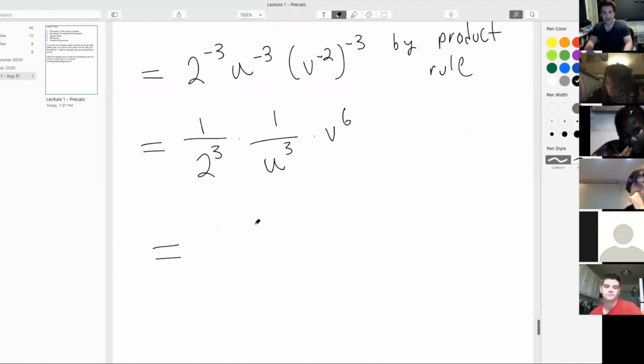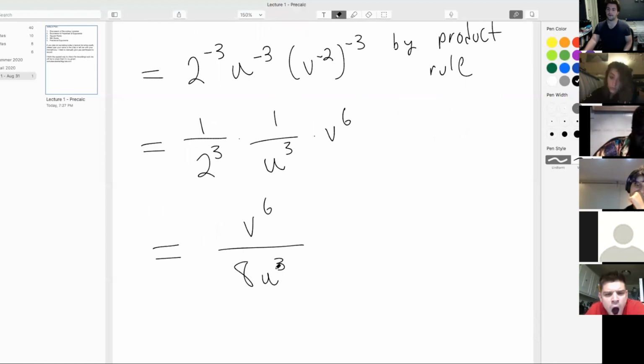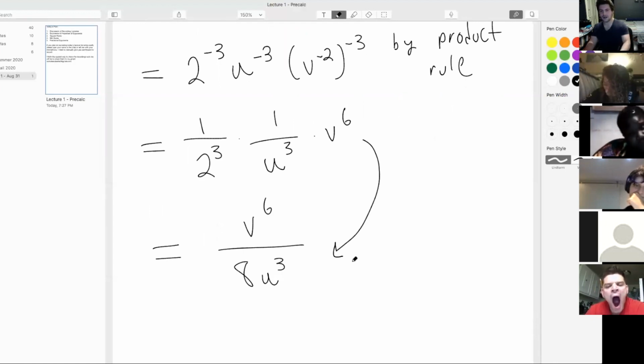And now we're pretty much done. We can just add these fractions together. I mean, multiply these fractions together. This will be v to the 6th divided by 8u to the 3rd. All right, I hope everyone's okay from here to here. I just multiplied the fractions together.